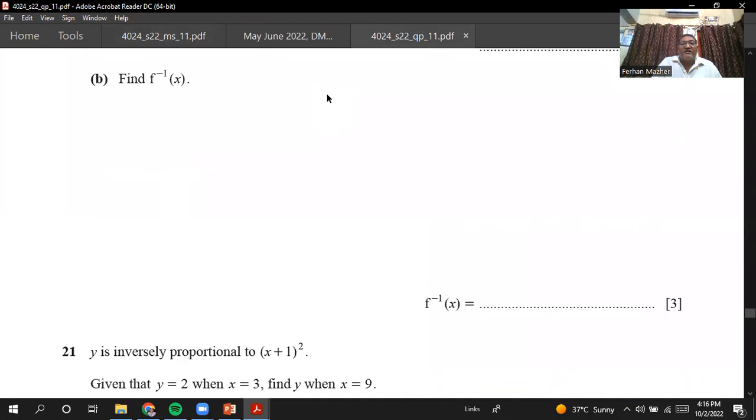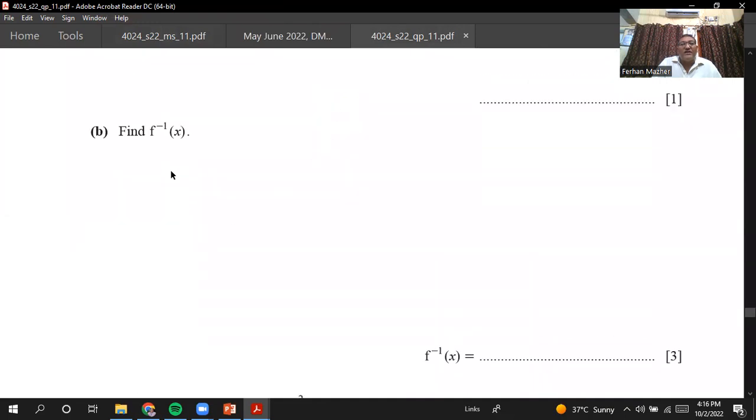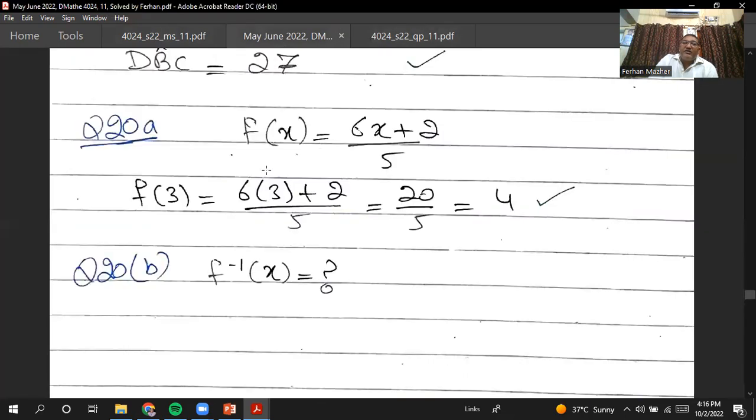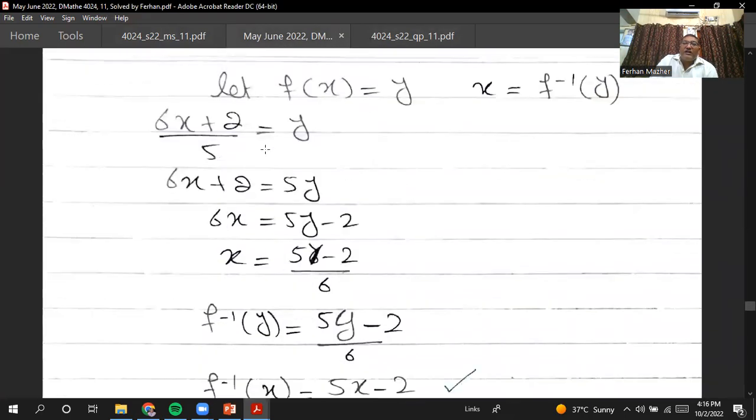Okay, the next question they are asking is to find the inverse of the function. So f inverse of x they are asking me to find out. So I will find the 20B part. Okay, so suppose let f of x equal y. That means x is equal to f inverse of y. In the place of f of x, I will put that formula, (6x plus 2) whole thing divided by 5, equals y.